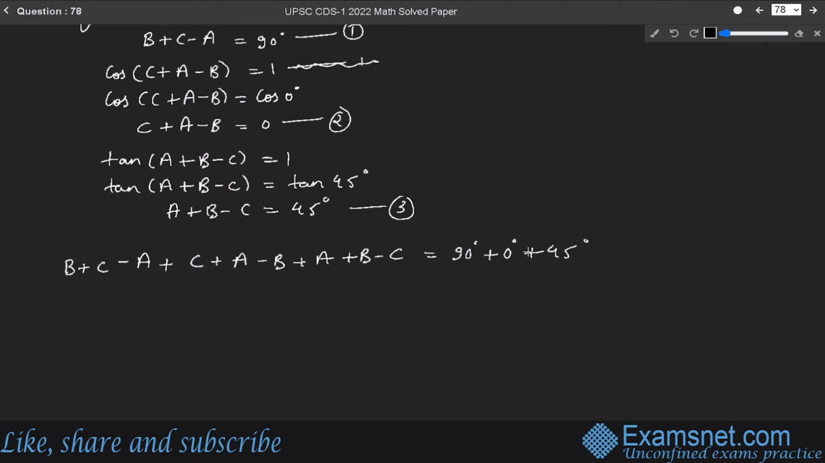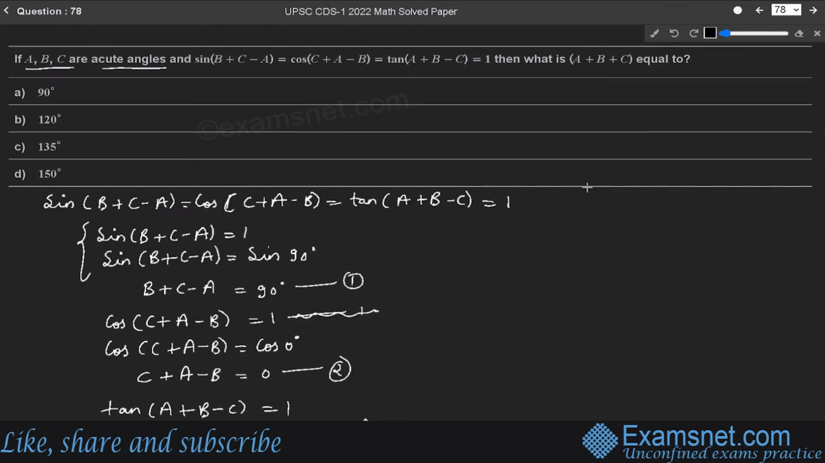So this will be equal to, see, plus B and minus B will be cancelled, minus A and plus A will be cancelled, and plus C and minus C will be cancelled. So the remaining terms are A + B + C equals 135 degrees. So the value of A + B + C is equal to 135 degrees. So the correct option for this question is option C. It was a very simple question.